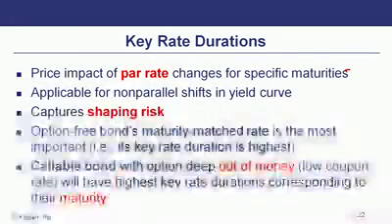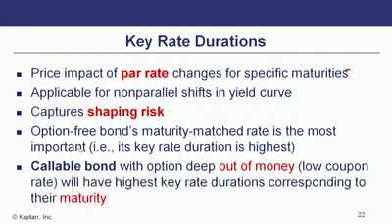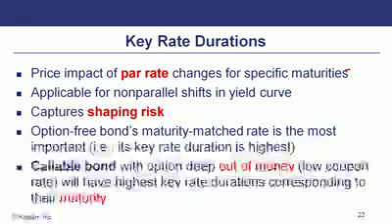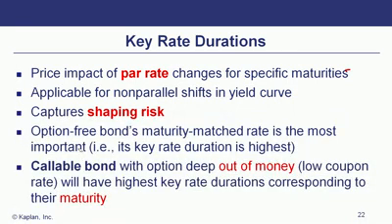Okay, but the point here that we're trying to make is not necessarily to go back and rehash all the key rate duration stuff, but rather to think about how the different spot rates are going to be impacted by the embedded options in the bond, right? So for an option-free bond, we're going to look at the spot rate that is going to be most important. It is going to be the maturity matched rate.